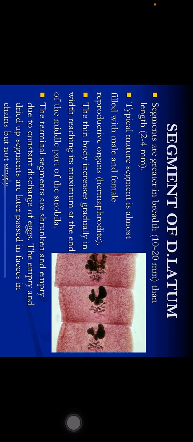Typical mature segment is almost filled with male and female reproductive organs. They are hermaphrodite. The thin body increases gradually in width, reaching its maximum at the end of the middle part of the strobila. The terminal segments are shrunken and empty due to constant discharge of eggs. The empty and dried up segments are later passed in phases in chains but not singly.